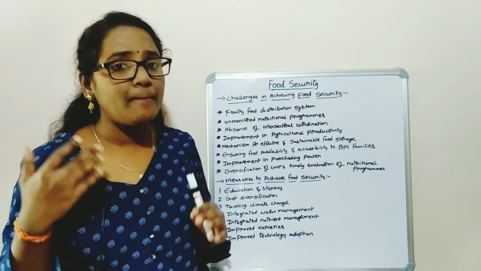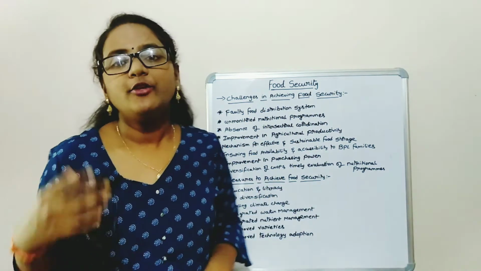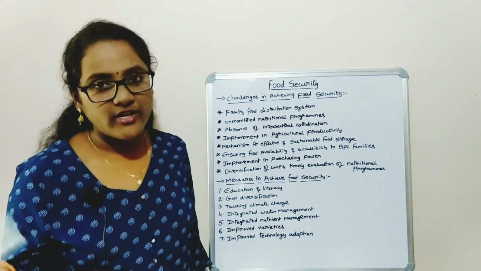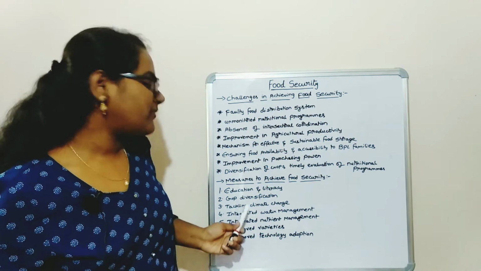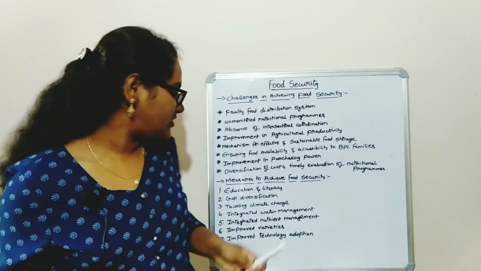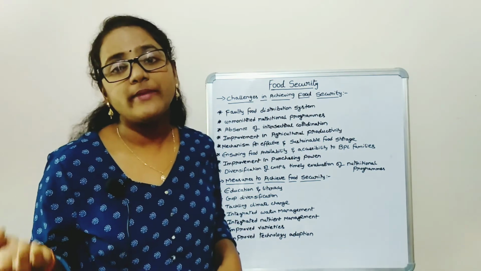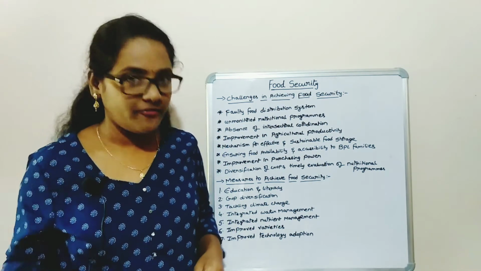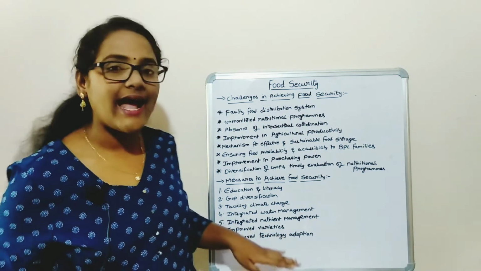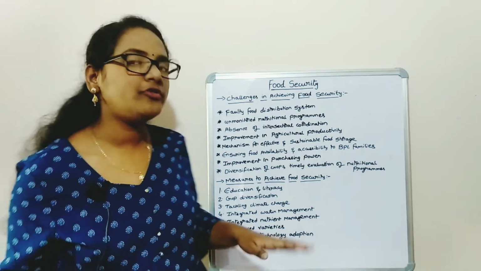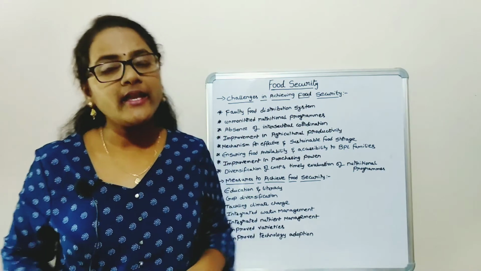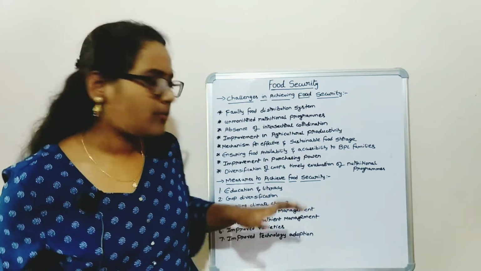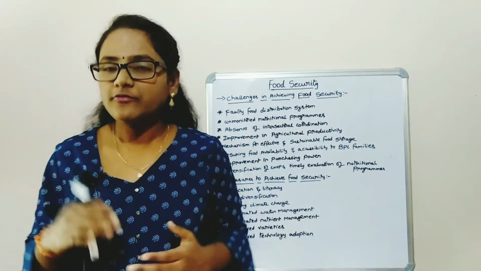And next, what are the measures that ought to be taken to achieve food security? First one is education and literacy. So crop diversification, tackling climate change, and integrated water management, nutrient management, fertilizer management, pesticide management in the field areas. So improved varieties among the crops and improved technology adoption in rural areas while cultivating the crops. So these are some of the measures to achieve food security.